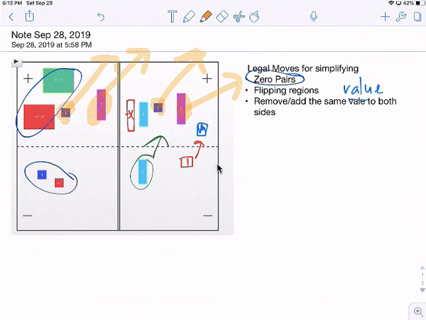They do have to be the same value, so it can't be a positive y on one side and a negative y on the other, so that is something you need to be careful of. And those are legal moves.